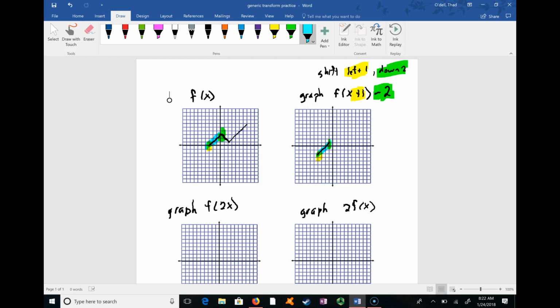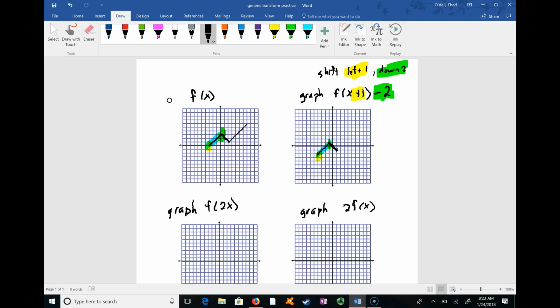And then if we do that to the next one, I'm not necessarily going to color all these, but if you take the point right here that's over 2, up 1, move it to the left and down 2, that would end up right there, and I could connect those.